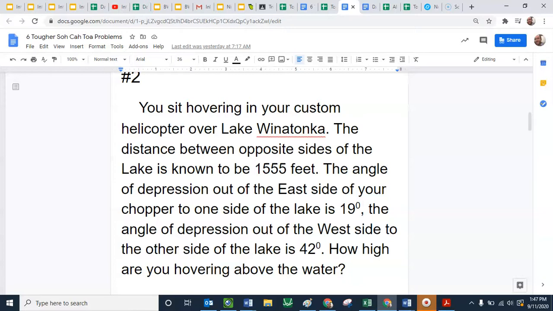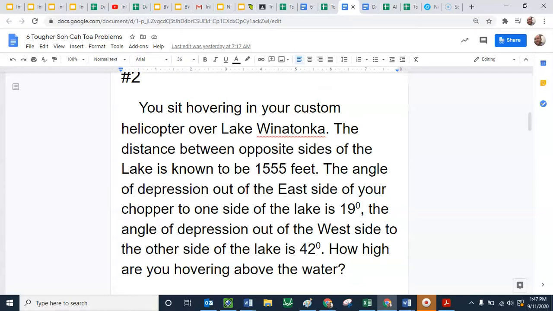So number 2, you sit hovering in your custom helicopter over Lake Winnetonka. The distance between the opposite sides of the lake is known to be 1555. The angle of depression out of one side of your chopper is 19 degrees, and the angle of depression out of the other side is 42 degrees. How high are you hovering above the water?